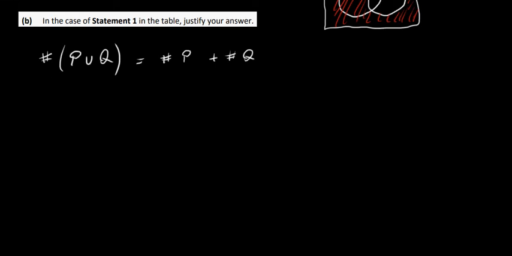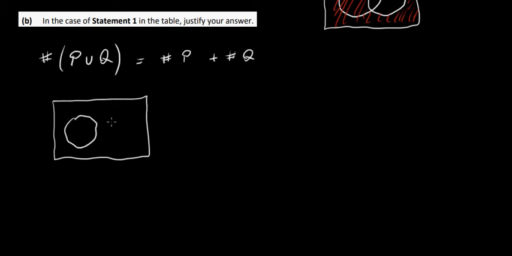Well, if you take, let's say, our universal set here, and you have P here and you have Q here, and there's no overlap. So the cardinal number of P union Q, in this particular case, it's going to be true, because whatever is in here plus whatever is in here is going to be equal to the cardinal number of P union Q. So for example, let's say I had an A in here and a B in here, a C in here and a D in here.